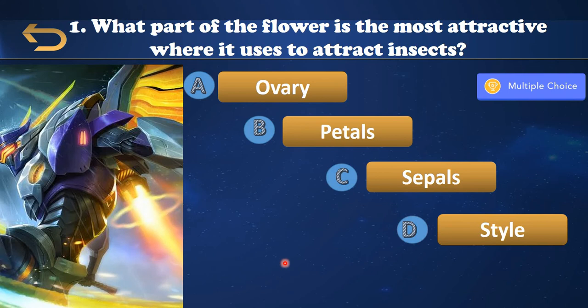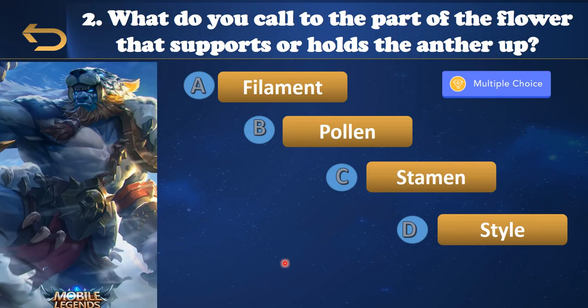Time is up. The correct answer is... What do you think? Correct answer is letter B. It is petals. Number 2 question. What do you call to the part of the flower that supports or holds the anther up? Is it A. Filament, B. Pollen, C. Stamen, D. Style? And go.